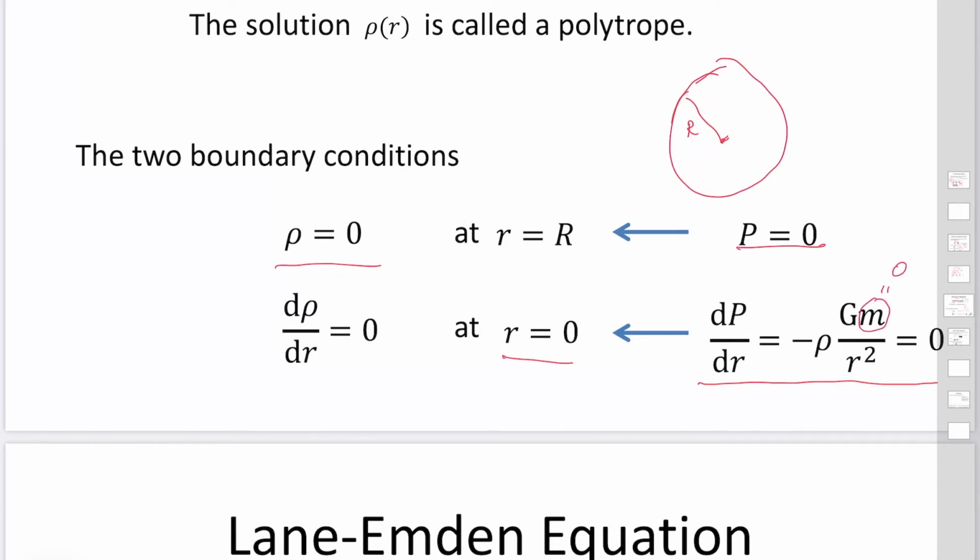So dp over dr is 0. So this means the density gradient has to be 0. So we have two conditions, but still a 2 point boundary condition. This is still two points. So this means r equals R and r equals 0. A 2 point boundary condition is given.